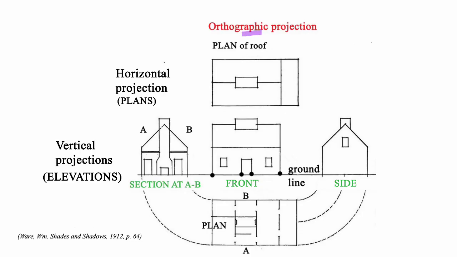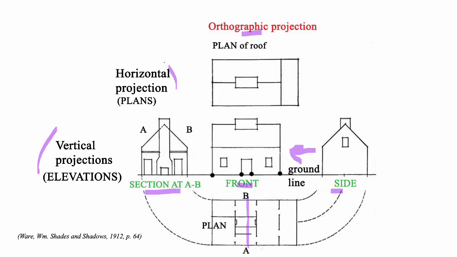Orthographic projections represent three-dimensional images in 2 dimensions. Vertical projections, called elevations, are perpendicular to the ground. The front elevation is what we see when we walk up to a house. A section is a vertical slice here from A to B on plan. A side elevation is looking at the side of the house like this.